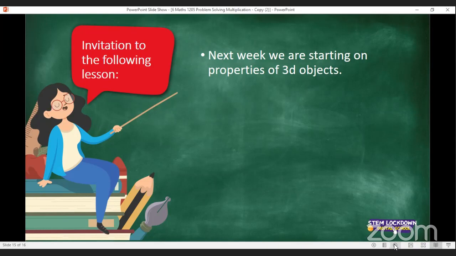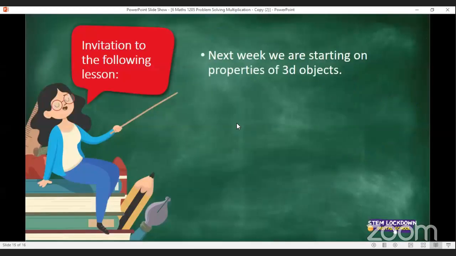Remember that other time it was bringing your rulers. Now you can even bring a cube, a dice, a box, any 3D object so that you can relate to what we are doing. So that's what we are doing tomorrow. And then, yeah, that brings us to the end of the lesson.